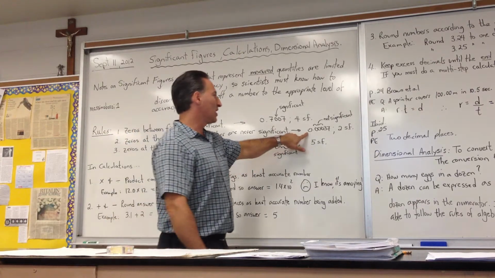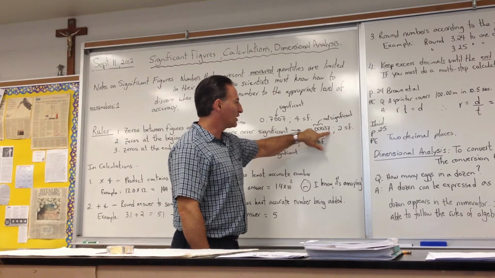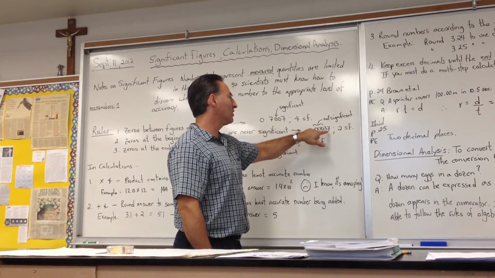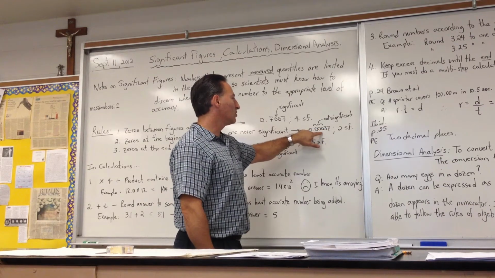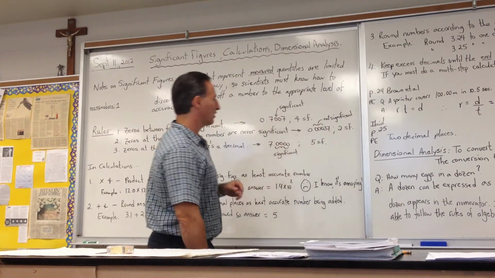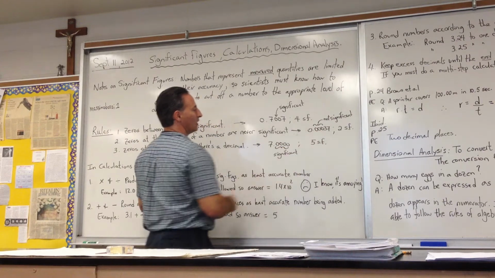Two, the zeros that are at the beginning of a number are never significant. So the zero before the decimal place and the zeros before the number don't count. You only actually count the last two numbers here. So you could rewrite this number as 3.7 times 10 to the minus 4. That would be two significant figures. So those zeros are only spacers in this case.